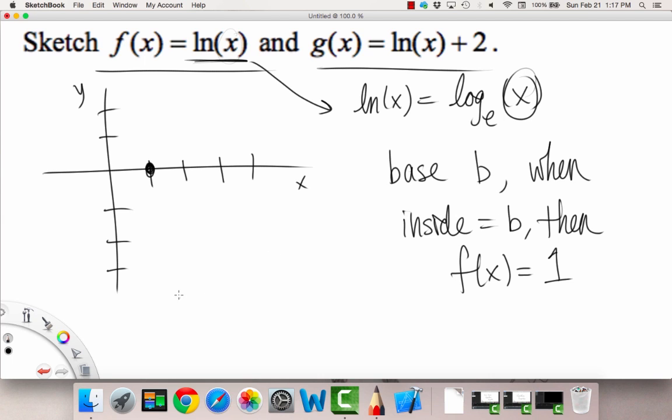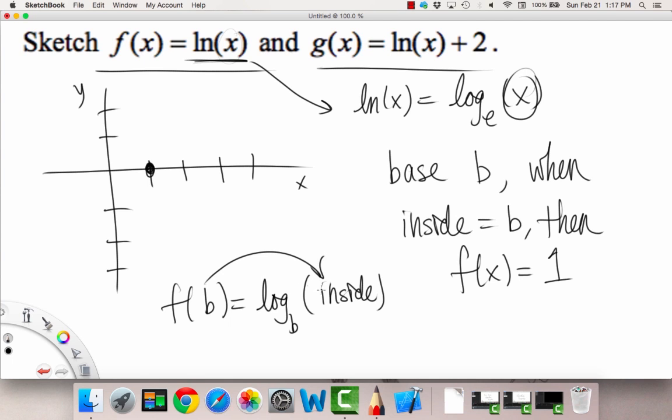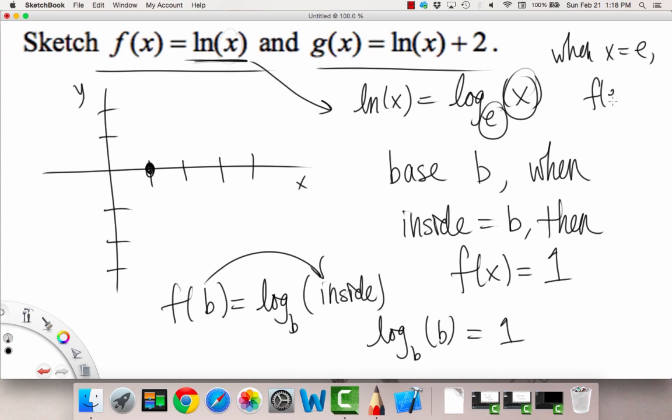And what do I mean by that? That just means when we have f of x equal to log base b of something inside, some formula, then when the inside is equal to b, we just have log base b of b, which is automatically equal to 1. So right now we're dealing with a base of e, so when x equals e, then the function value f of e should equal 1. And what is e?